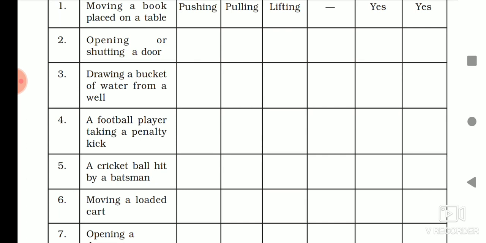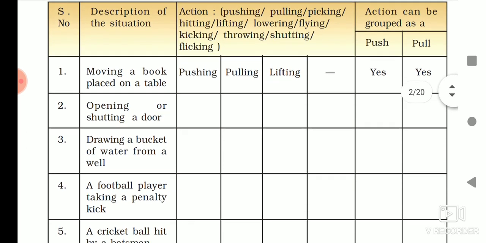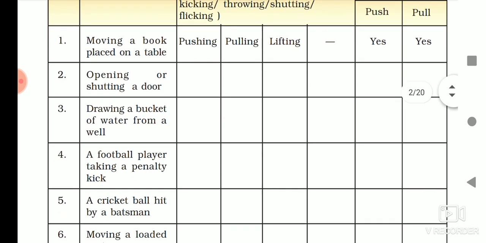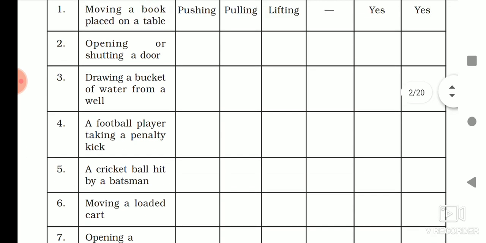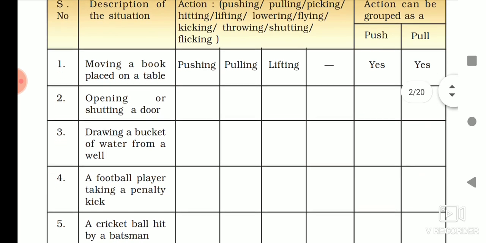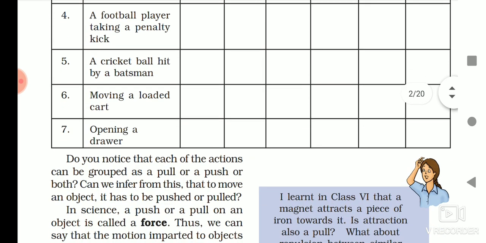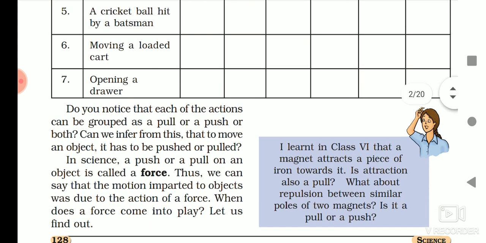A cricket ball hit by a batsman, it is a hitting, so it is a push work, not a pull work. Next, moving a loaded cart, either we pull or push. And opening a drawer, we generally do pulling, so it is a pull work. So here we have noticed that each of these actions can be grouped as a pull or push or both. So can we infer from this that to move an object it has to be pushed or pulled?